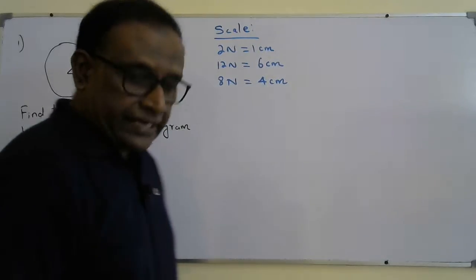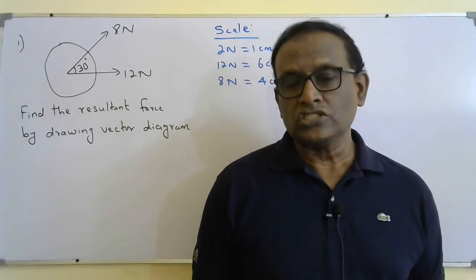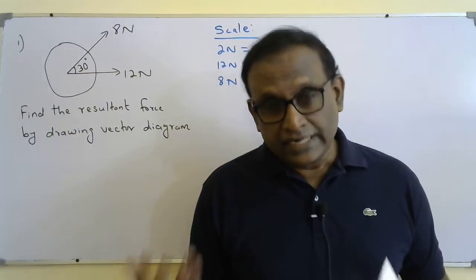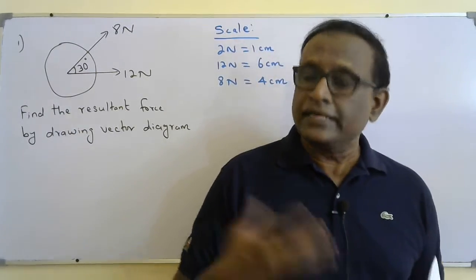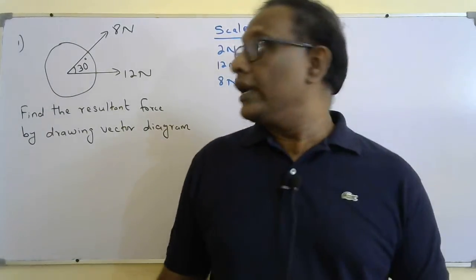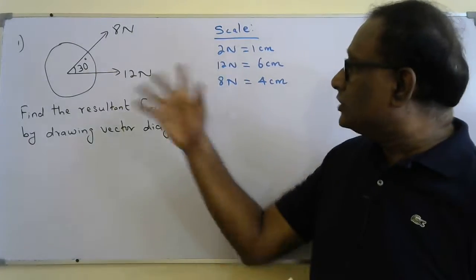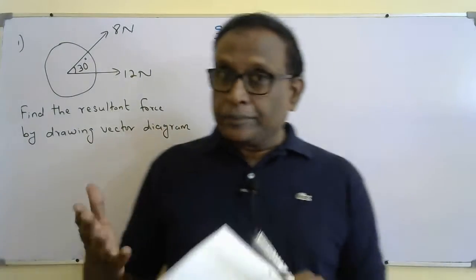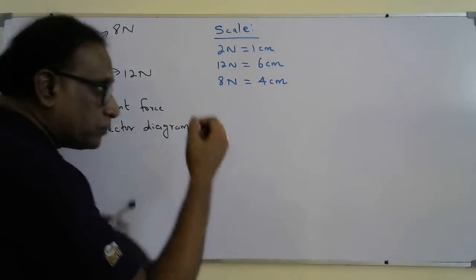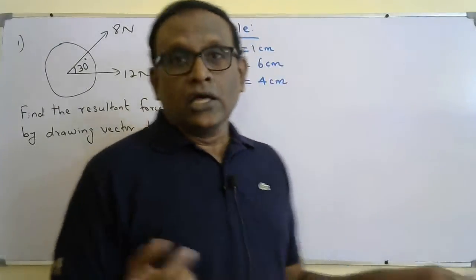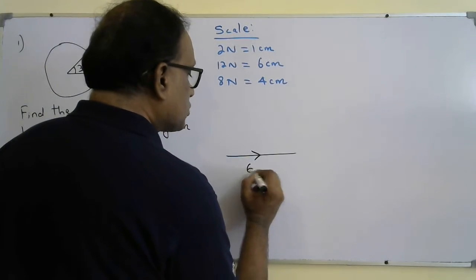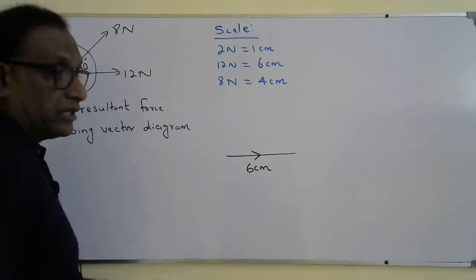Okay, so after that, if there is a horizontal force, better draw that first because it is easy to draw a horizontal line. If there is a vertical force without a horizontal force, better draw the vertical line because that is also easier to draw, right? So here 12 Newton is the horizontal force. We draw a 6 centimeter length in the horizontal direction. You should measure 6 centimeter using a ruler. So that represents the 12 Newton force.